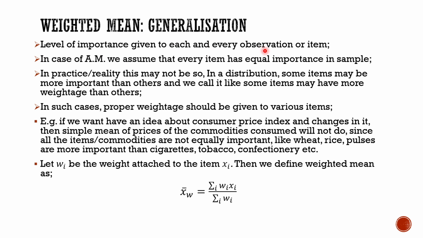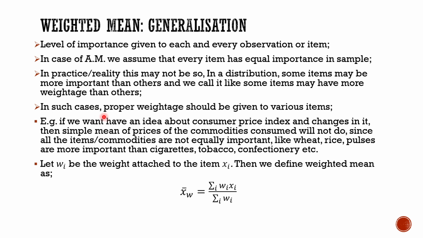So if we have a sample of observations, it doesn't always mean that every item in that sample has equal importance. In reality, this may not be so. In a distribution, some items may be more important than the others, and we say some items may have more weightage than the others. In such cases, proper weightage should be given before we calculate arithmetic mean.